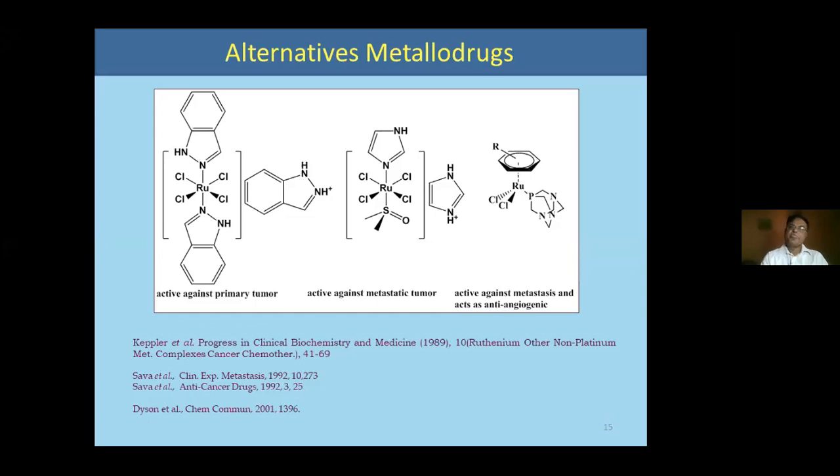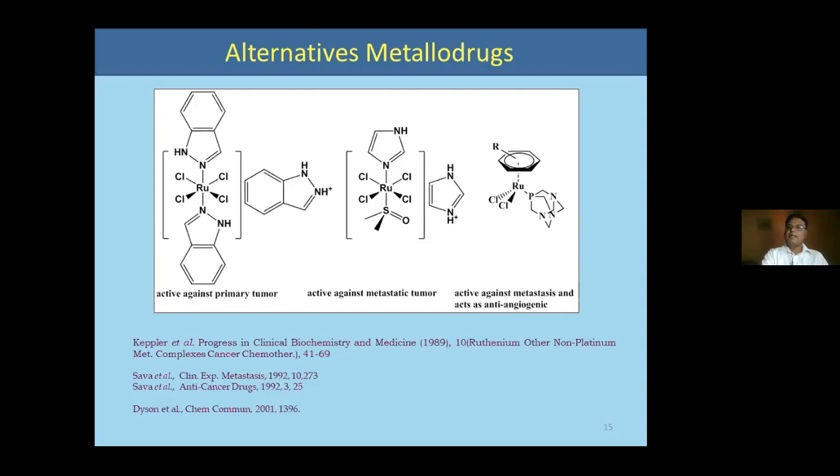cancer inside the body. And this ruthenium compound, which is an organometallic compound, has been found to be active against metastasis, as well as acting with an anti-angiogenic property. What is the anti-angiogenic property? Angiogenesis is the formation of blood vessels between the tissues and the bloodstream. So once the cancer cell metastasizes from one place to another, it sits in another organ and angiogenesis starts to happen so that they can get all the ingredients to thrive in that part of the organ.